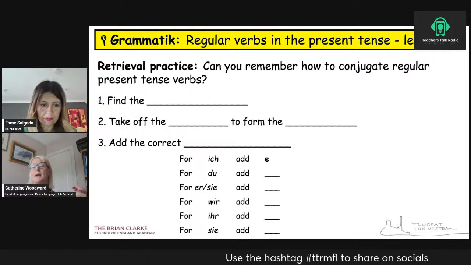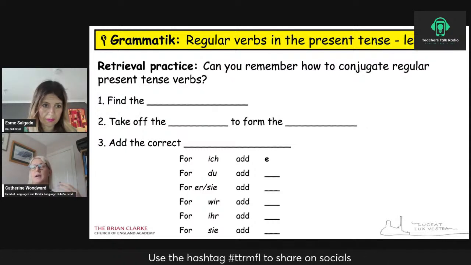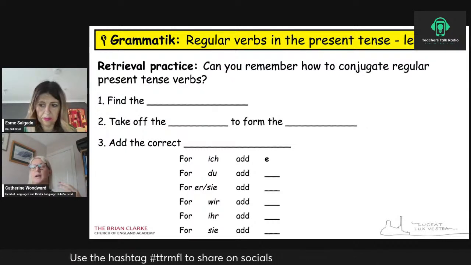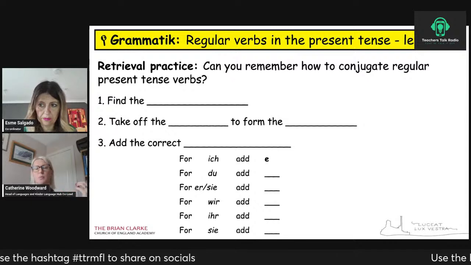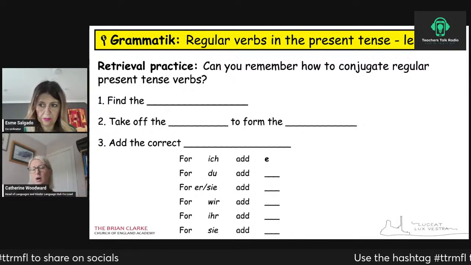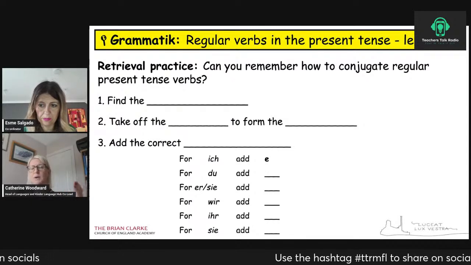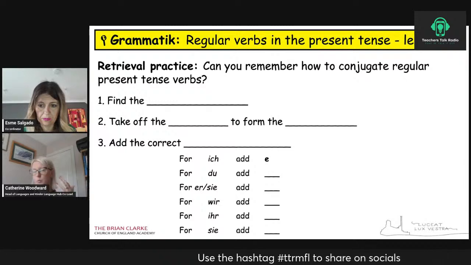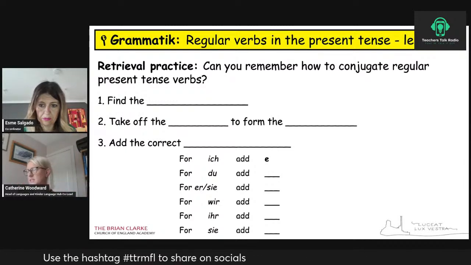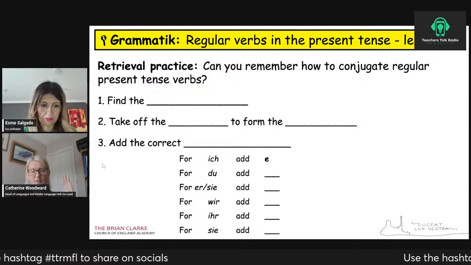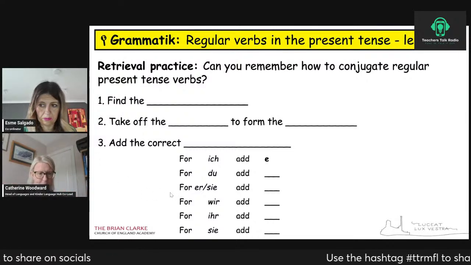So we will go back and talk about, can you remember how to conjugate regular present tense verbs? So we will ask them, we find the infinitive, we take off the en to form the stem, and we add the correct endings, which will then fly onto the whiteboard with the endings in, and they will have that in their grammar book to write down.